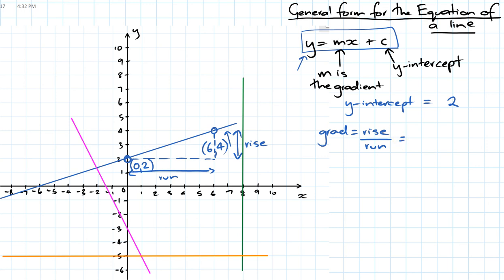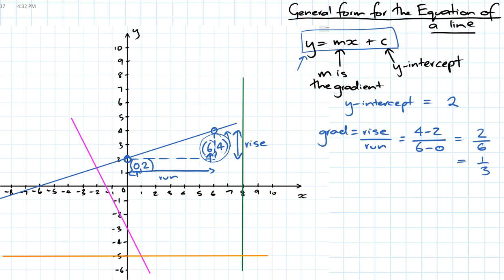And we're going to use the coordinates. So the change in y will be, if I use this coordinate first, 4 minus 2, so we're finding the difference between those two y values, divided by 6 minus 0. So we're finding the difference between our x values, and that goes on the bottom. So 4 minus 2 is 2, 6 minus 0 is 6. So 2/6 is our gradient, which simplifies to 1 over 3, or 1/3.